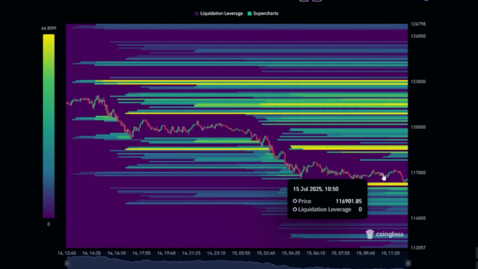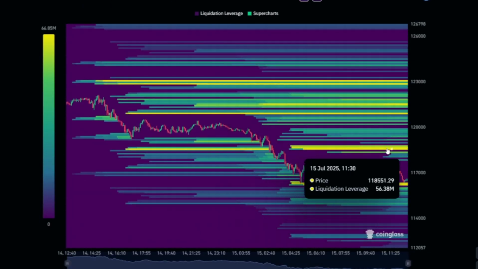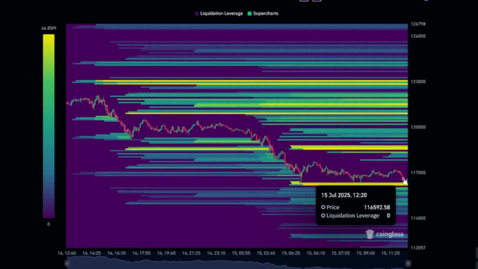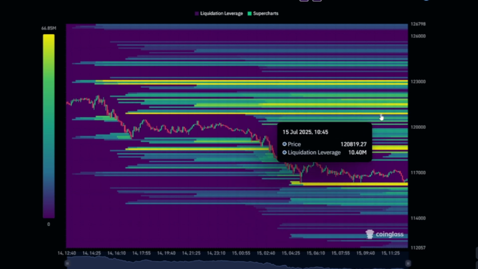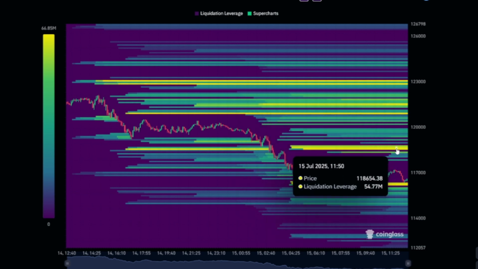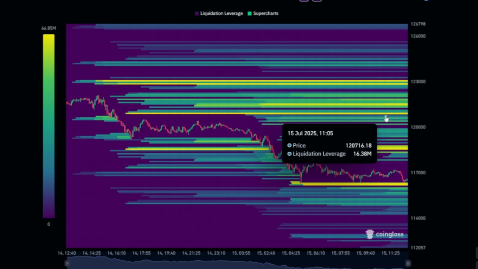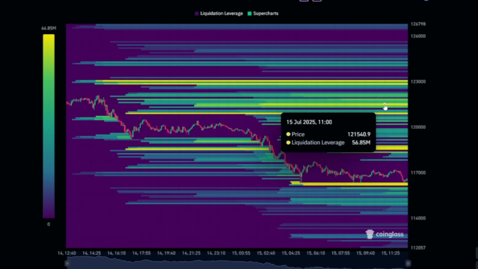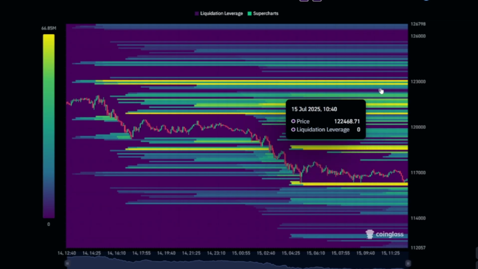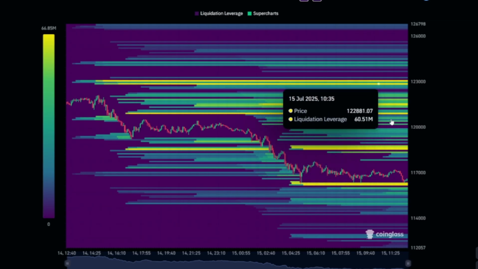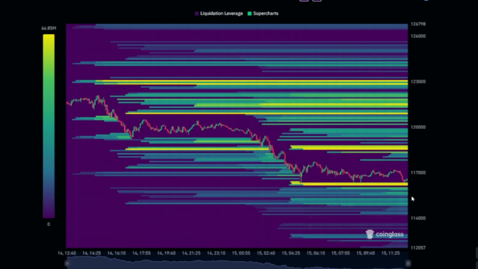So right here, this is respecting this level, and we started bouncing up. So at 118, we could actually get a pullback, but we have liquidation which is not as much as this. Here is 54 million. Up here we have 16 million. Up here we have 56 million. Okay, higher we have 56 million, and then up here we have more. So there's a tendency that this market could actually start rallying back to 123 before we now continue to pull back to the downside.